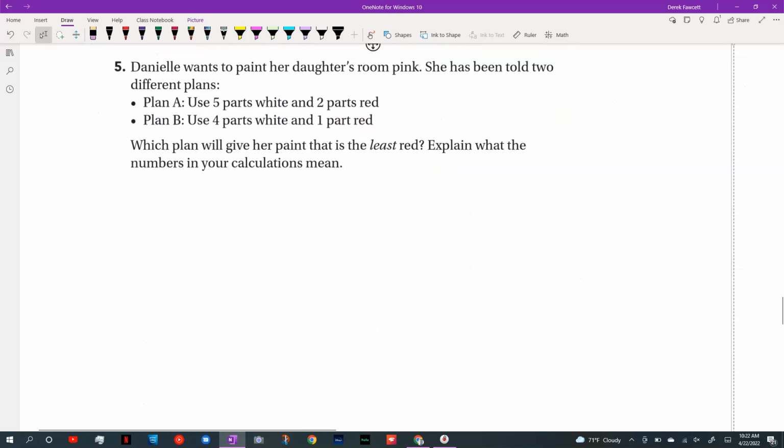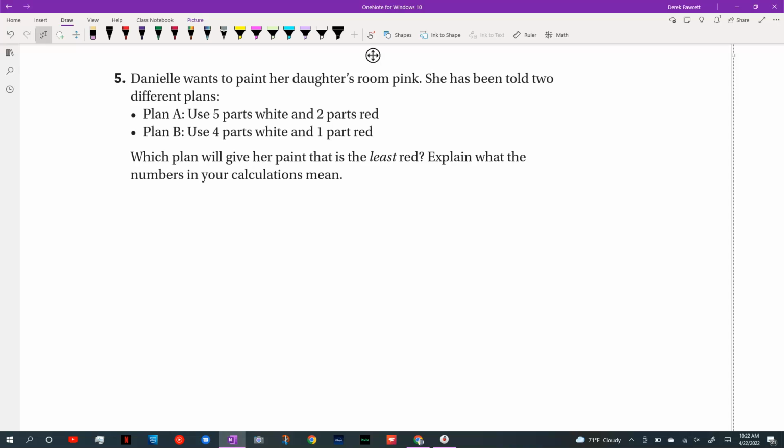All right, number 5. She wants to paint her daughter's room. The question is, which plan will give her paint that's least red? There's different ways to go about this, but one way that I did, if you look at plan A, that's 5 parts to 2 parts, that is 7 total. If you're thinking gallons, that's fine, or cups, it doesn't matter. That's why we use the generic term parts. So that's 7 total parts of paint. That means 2 of them are red. So this is 2 to 7.